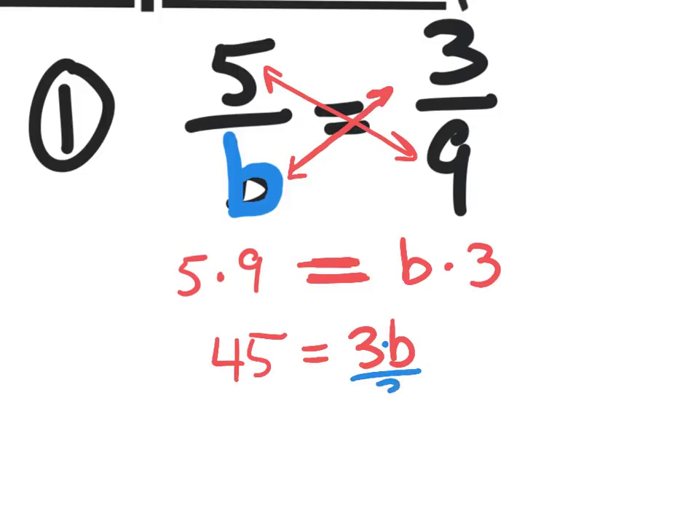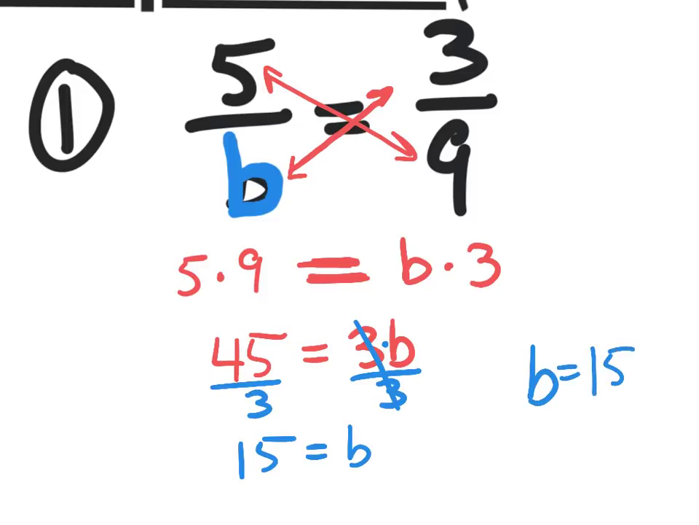If you were to divide by 3, you'll get rid of that multiplication of 3. What you do to one side, you do to the other. And of course, you could use calculators. 15 is your final answer. 15 equals b, b equals 15. Tomorrow's quiz is not multiple choice. I would like you to actually write it out, b equals 15.